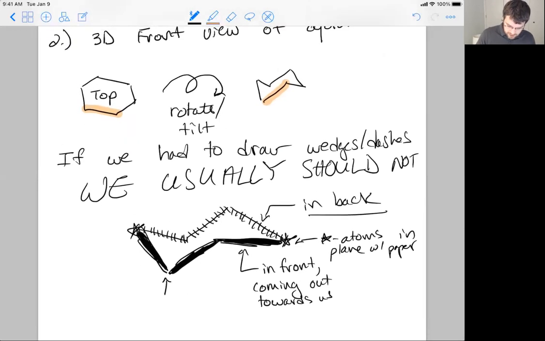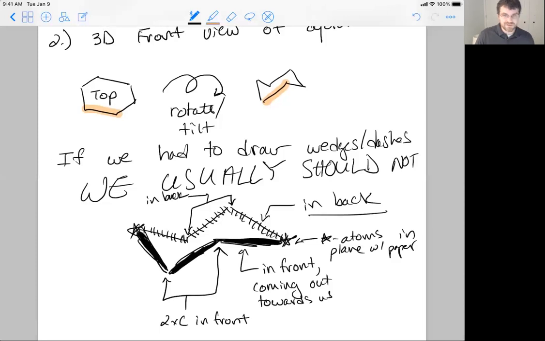Well, it means that these two carbons are in front and these two carbons are in back. And I already mentioned that the sort of flapped carbons, the two carbons on the end, are in plane with the paper. Okay, so we usually don't want to add wedges and dashes.